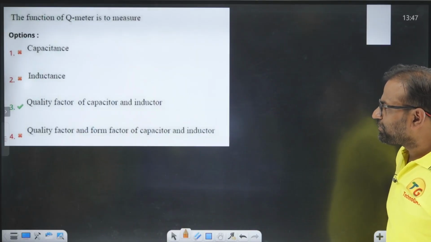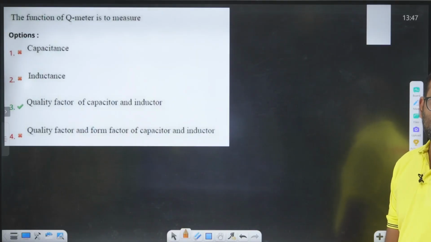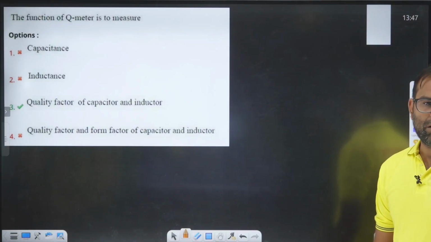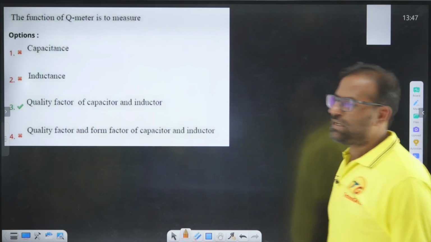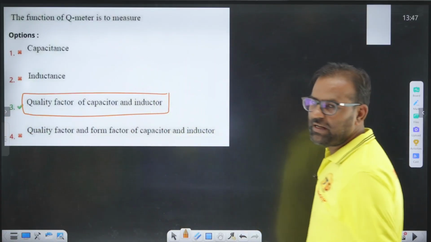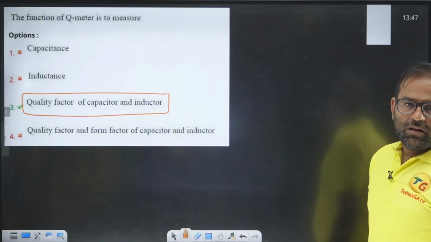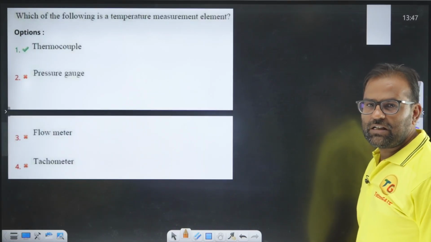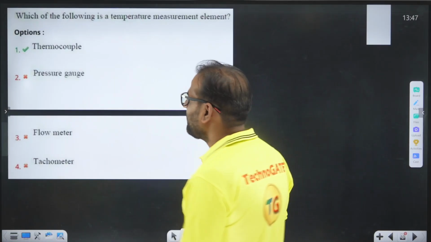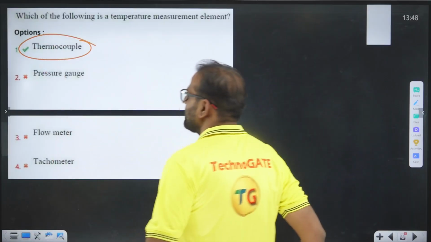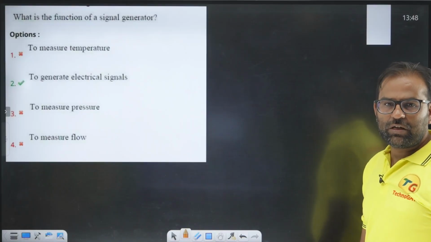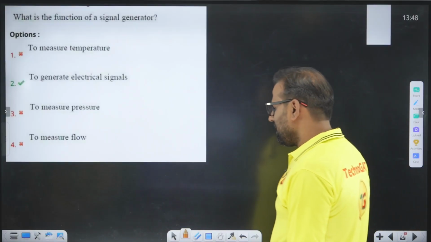What is next? The Q meter. What is the Q meter? The Q meter is used for the quality factor of inductor and capacitor, as is clear from the name. Which of the following is a temperature measurement element? Always remember, the thermocouple is a temperature measurement element. What is the function of a signal generator?